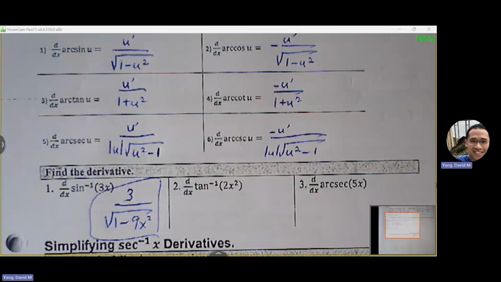So once we have the rules in front of us, it really is as straightforward as just, okay, u prime, find the derivative. If it's a u, I just copy down the exact same expression. So see if you can try 2 and 3. I think they should be pretty straightforward.